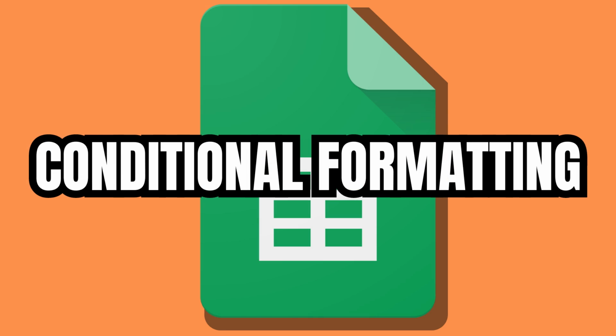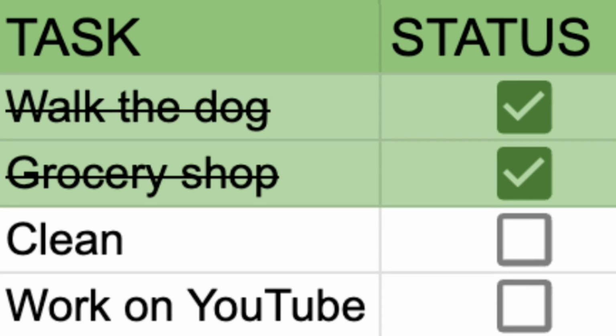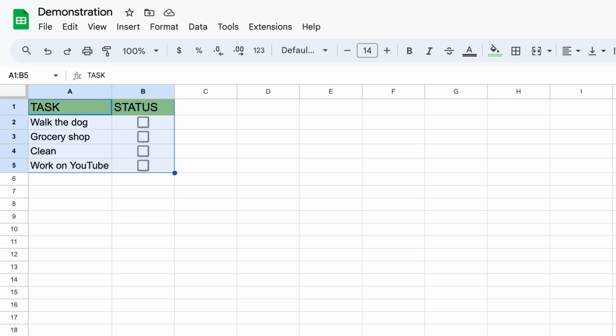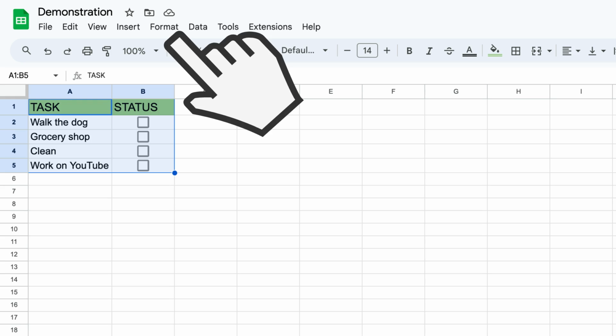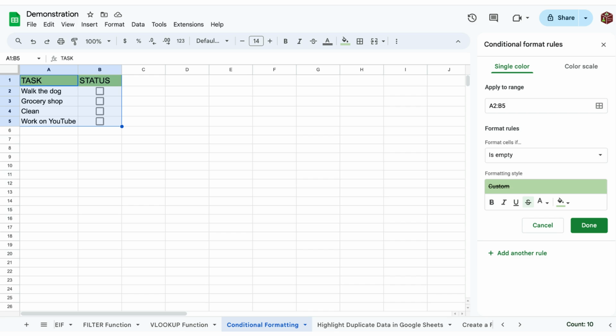Conditional formatting in Google Sheets can be extremely useful as it allows us to highlight cells based on the contents in one particular cell. First, select the area you want the conditional formatting to apply to. Second, click Format, followed by Conditional Formatting. This will open up the Conditional Formatting Rules window on the right.